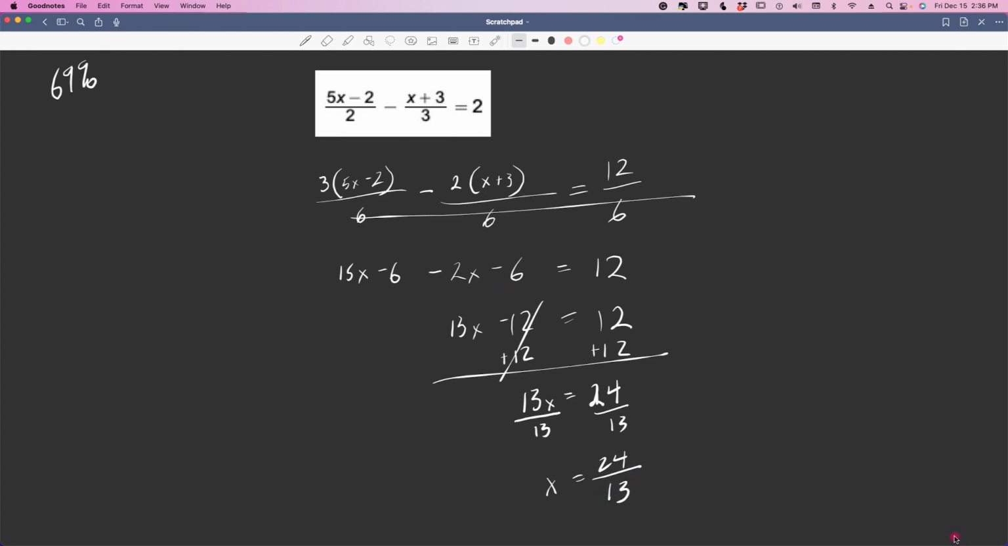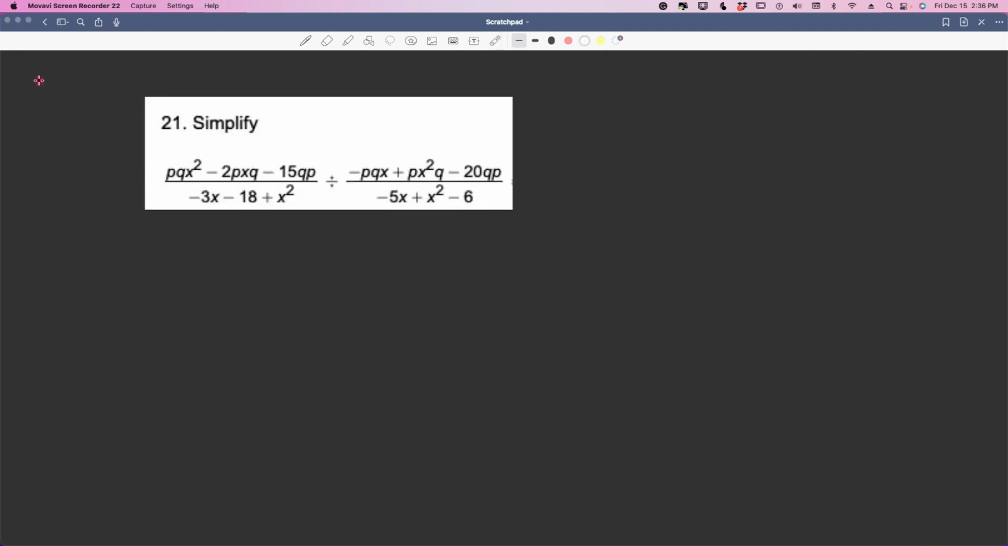Let's look at the next one. All right, this is the last 69%er. So this is a fraction divided by a fraction. So we're going to keep it, change it, flip it right away. Before we keep it, change it, flip it, we're going to do a little factoring. We'll factor and then we'll flip when we factor the next one. How about that? So I can factor a p and a q out of every single one of these.